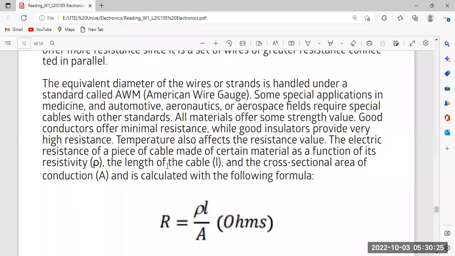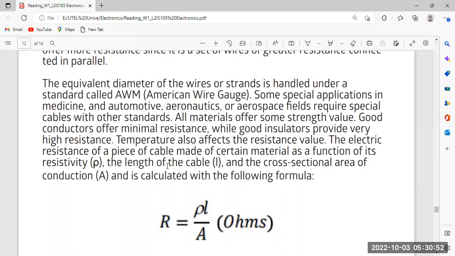Some special applications we find in medicine, automotives, aeronautics, and aerospace fields. They require special cables with other standards because they have to support a large and heavy current through them. All these materials offer some strength value. So good conductors basically offer minimal resistance, while good insulators provide very heavy resistance.